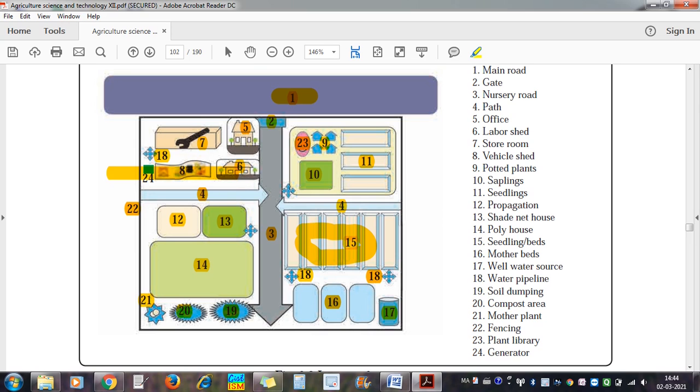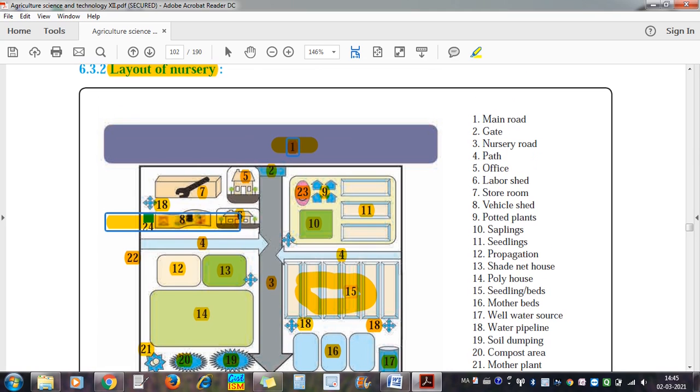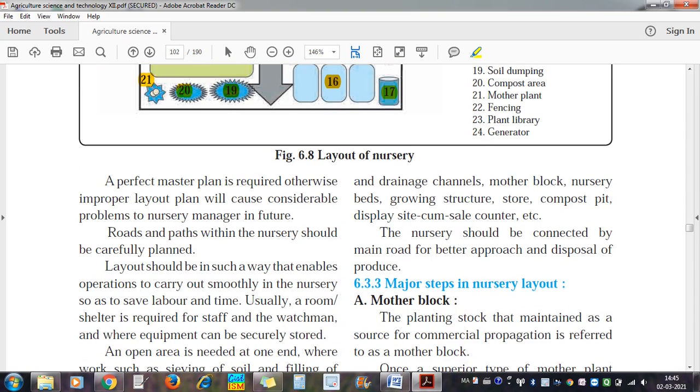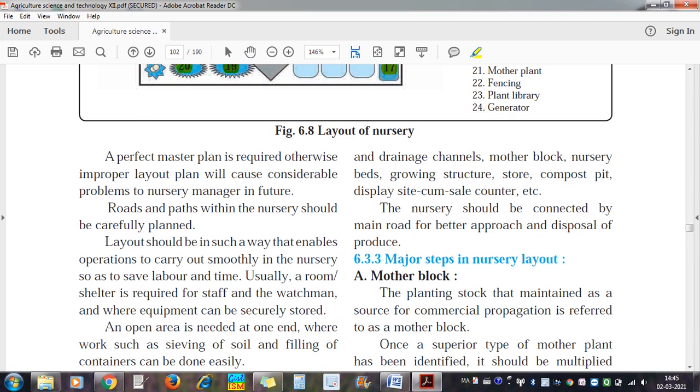Then we can see other structures are also made. Here it is 23, a plant library. Then last, 24, is a generator, made available in case of failure of current or electricity. So this is the model layout of a nursery. You can make changes in the nursery. Then come to the other parts.